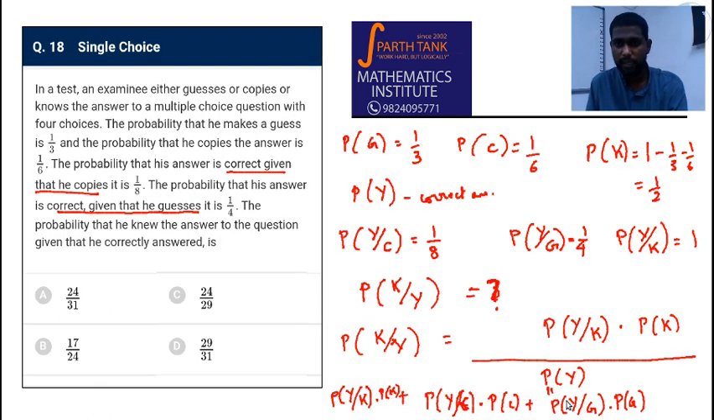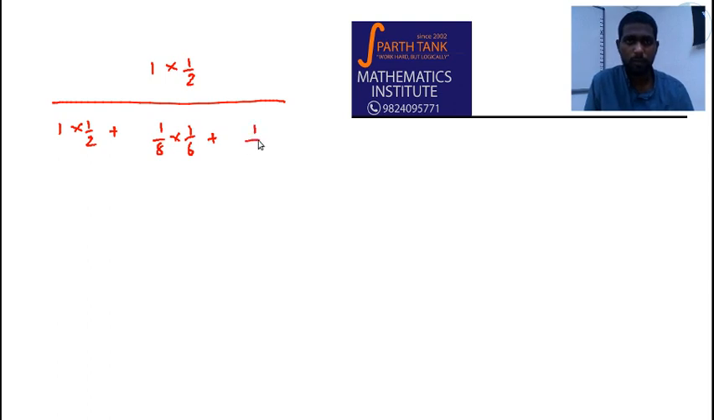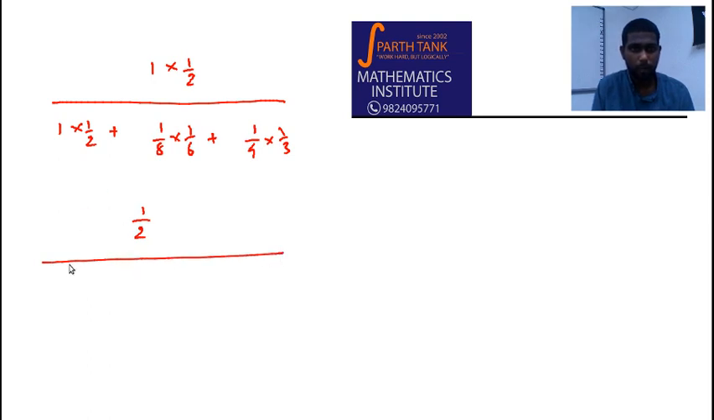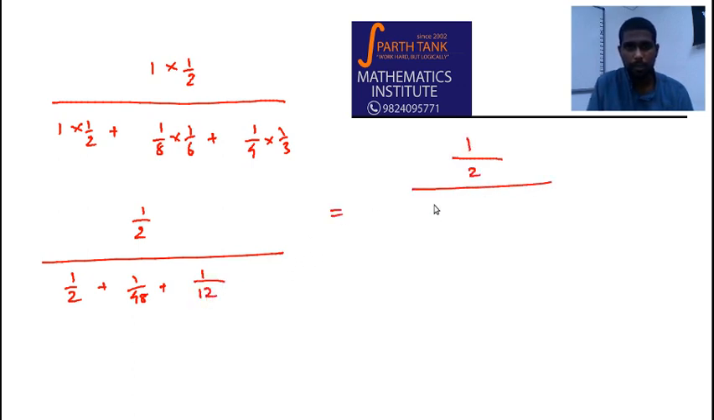And P of y given g is 1 by 4 and P of g is 1 by 3. So 1 by 4 into 1 by 3. Now what does this become? 1 by 2, the whole thing divided by 1 by 2 plus 1 by 48 plus 1 by 12. Taking the LCM, 48 is the LCM of course. So 24 plus 1 plus 4.